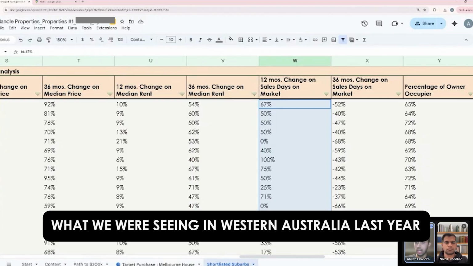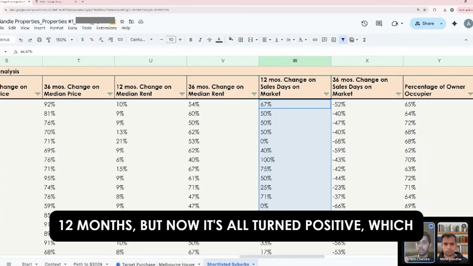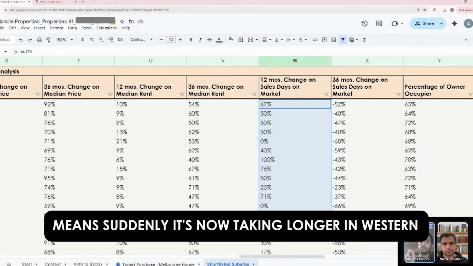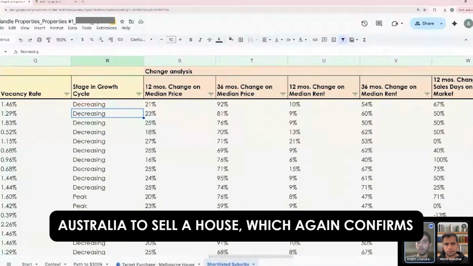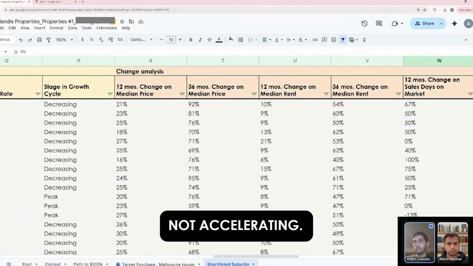What we were seeing in Western Australia last year is massive negatives across everything in the last 12 months. But now it's all turned positive, which means suddenly it's taking longer in Western Australia to sell a house, which again confirms the theory that the market is actually decelerating, not accelerating.